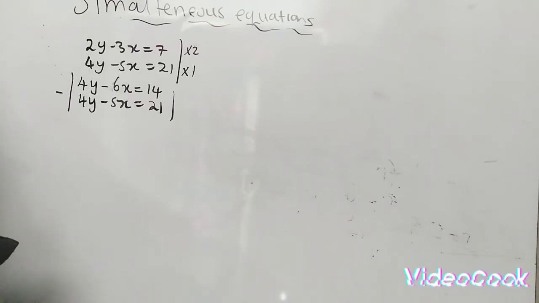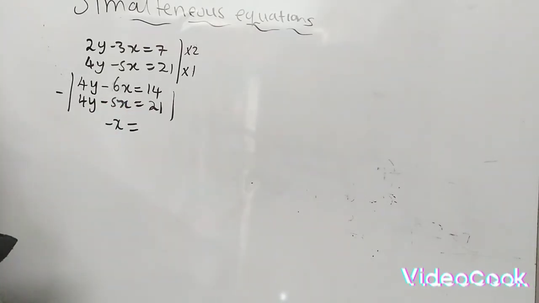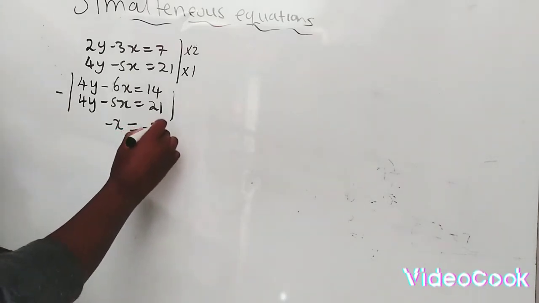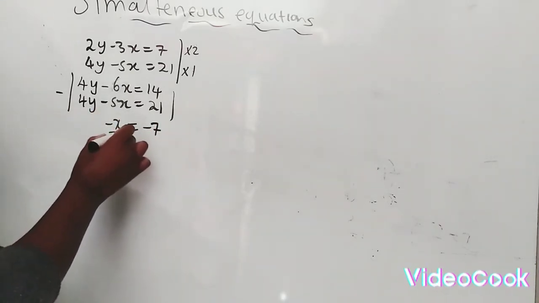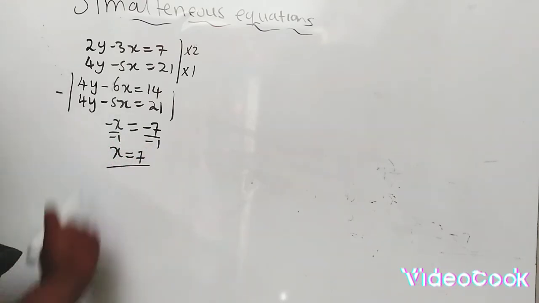So now, minus 6x minus 5x. Minus and a minus will give us a positive, so it becomes plus 5x. So minus 6x plus 5x, I'll get a negative x is equal to 14 minus 21, which is negative 7. Dividing by negative 1 both sides, my value for x is equal to a positive 7.